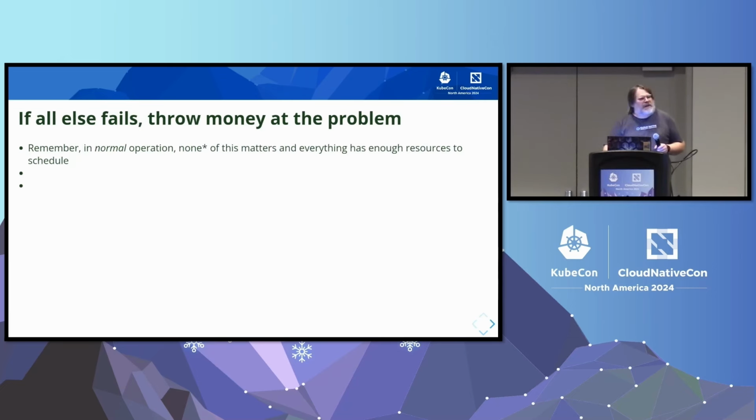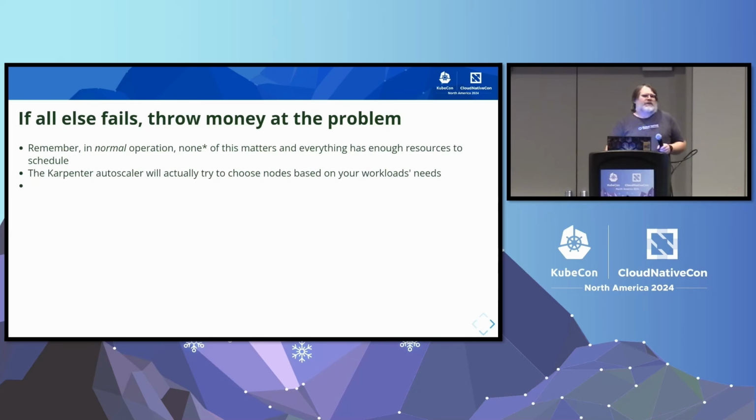So if all else fails, throw money at the problem. We all have infinite budgets, right? It's always easy to go back and say, I need another $100,000 for our AWS bill. Because remember, in normal operation, none, asterisk, a few things do matter, and everything has enough resources to schedule. You want, ideally, to be in a situation where there is no eviction, there is no preemption, because everything is fully, adequately provisioned. All of your workloads are running. None of them are restarting. None of them are getting evicted or killed or suffering from unmet affinity constraints or anything like that. That is the state you want to be in. Sometimes you just have to spend the money to get there.